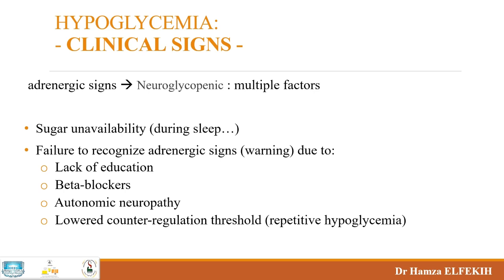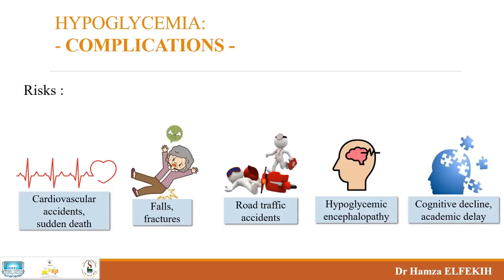It is the same in case of repetitive hypoglycemia. So the threshold is below the normal. When it is normally 0.7, the patient might have 0.3. So when he has hypoglycemia, his blood glucose level is 0.4. He doesn't have adrenergic signs, so he might have a seizure without adrenergic signs.